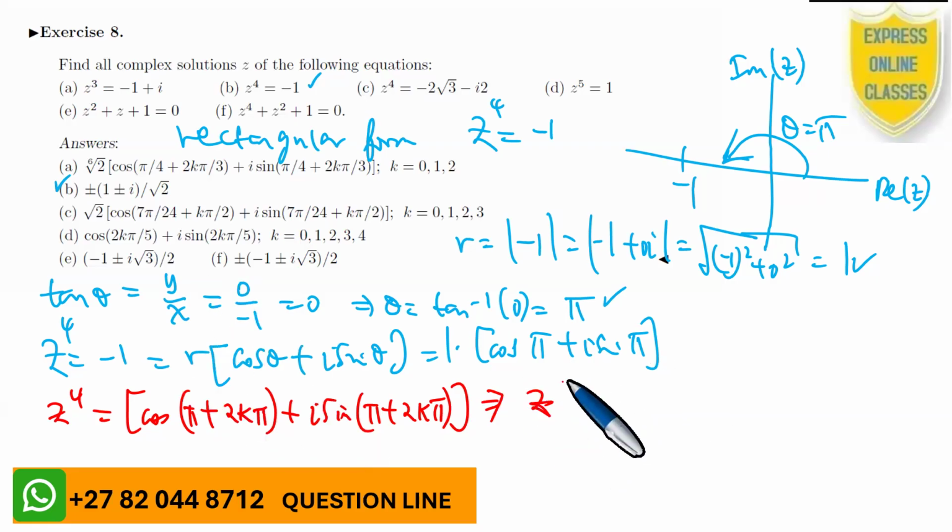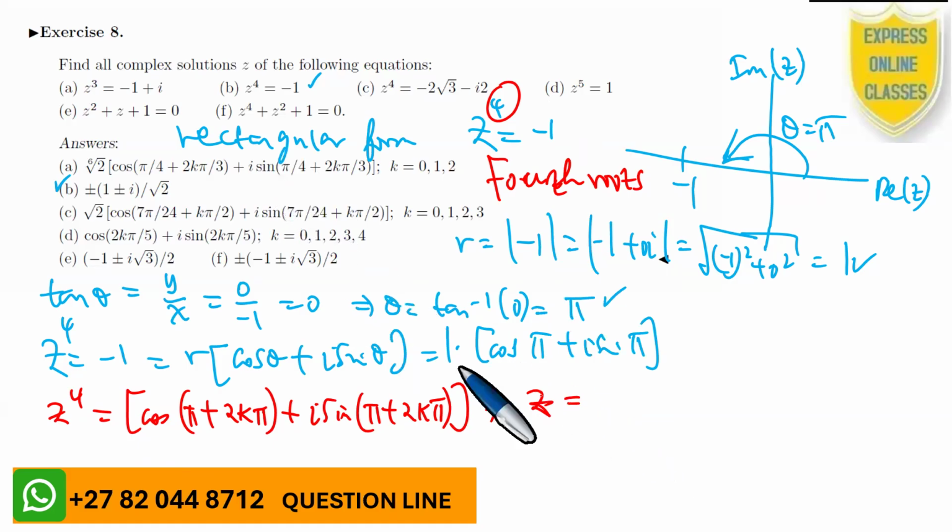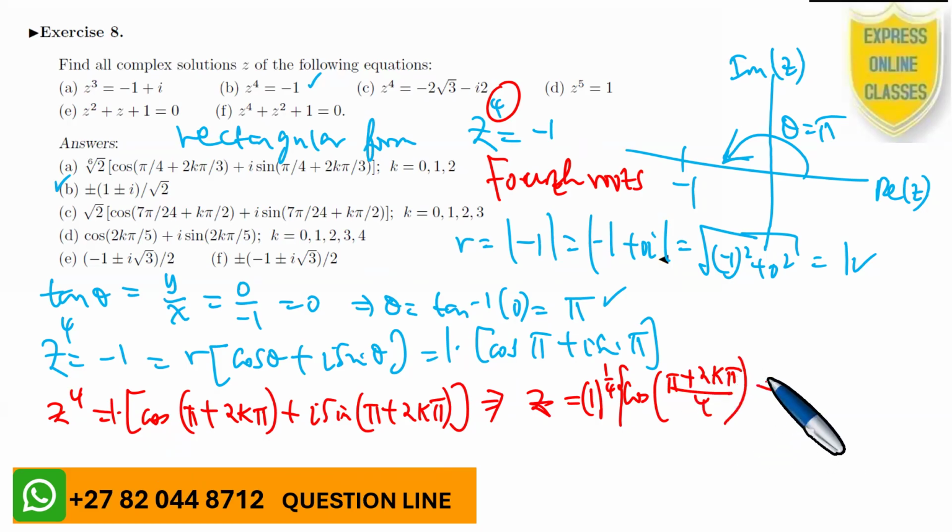So now if we have the z, because this 4 here tells us about what? The fourth roots. Fourth roots. Okay, there are 4 of them. And so obviously this is 1 in front here, which means you're going to have 1 raised to 1/4. The cosine of pi plus 2k pi, you divide by 4, plus i, the sine of pi plus 2k pi, you divide by 4 also.